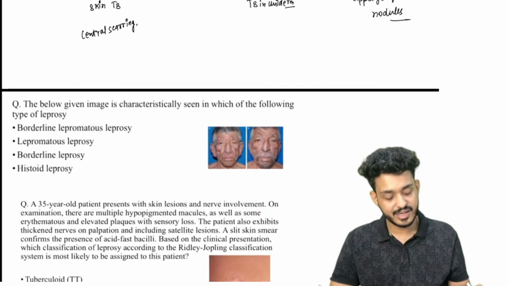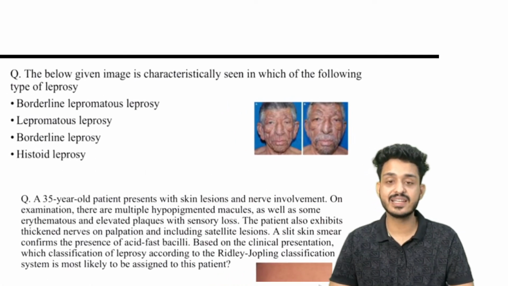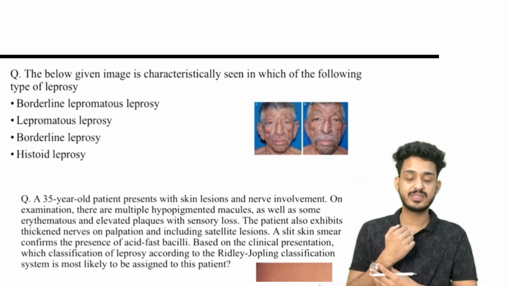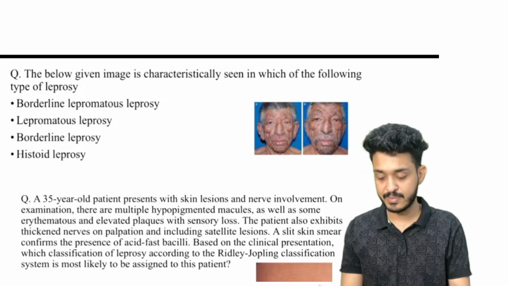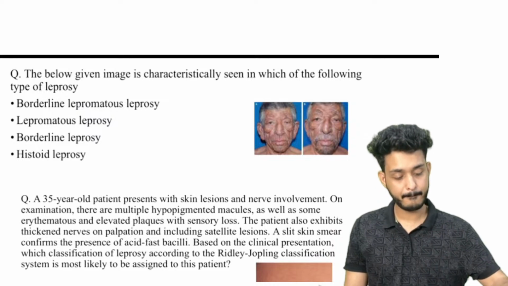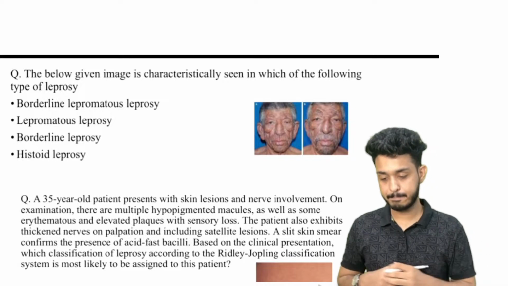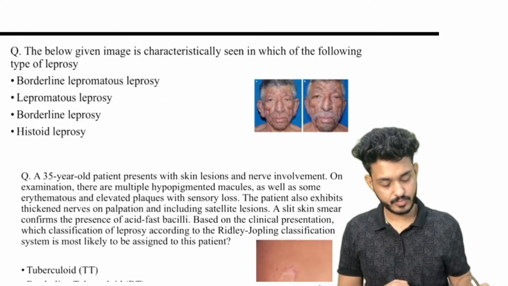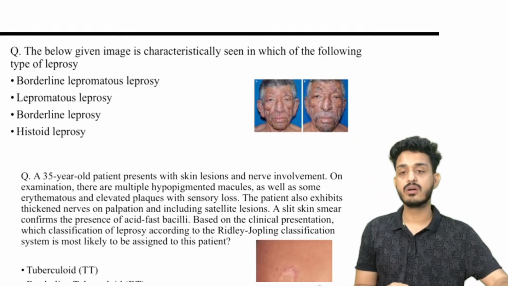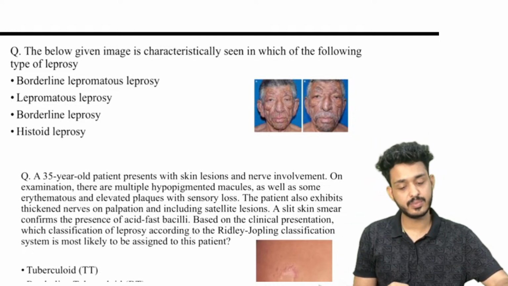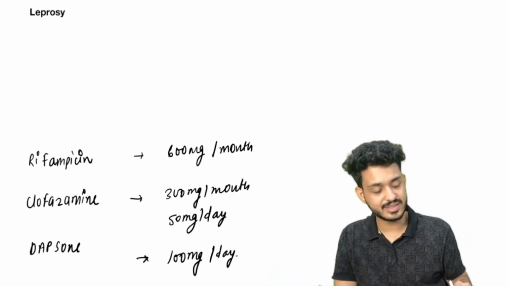Okay, try to identify this particular case. The image given below is characteristically seen in which of the following types of leprosy? Is it borderline leprosy? Is it lepromatous leprosy? Is it histoid leprosy, tuberculoid? What is that? So leprosy is caused by, let's learn first, then you will be answering.